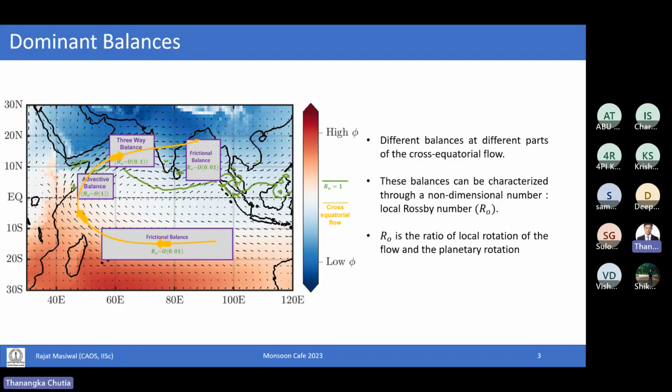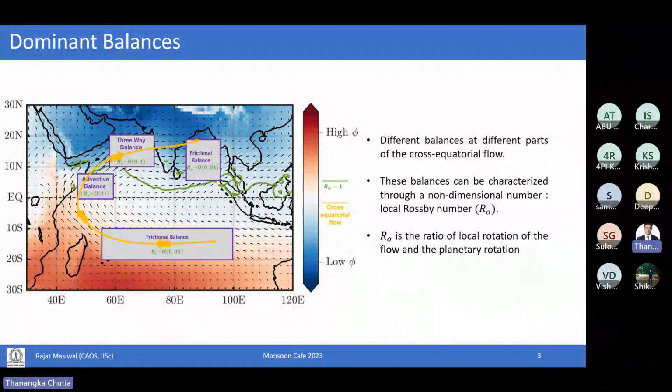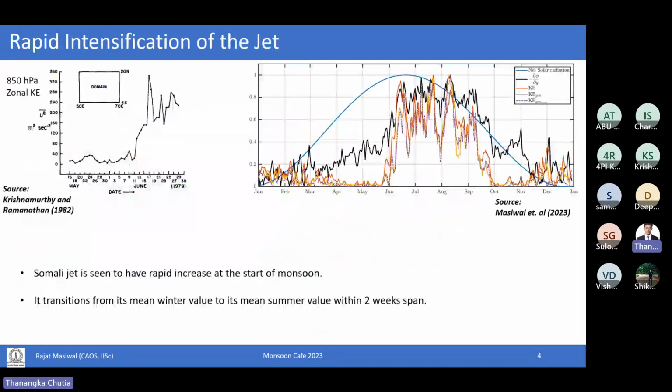Local Rossby number is just the local rotation of the flow divided by the planetary rotation, and we see that when the Rossby number is very small, of the order of 0.01, you have a frictional balance, and when this local Rossby number becomes close to 1, we get into a situation where we start getting an advective balance.